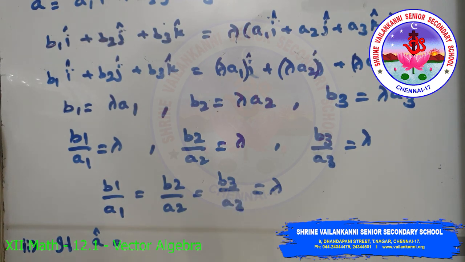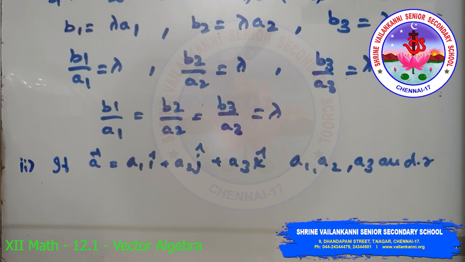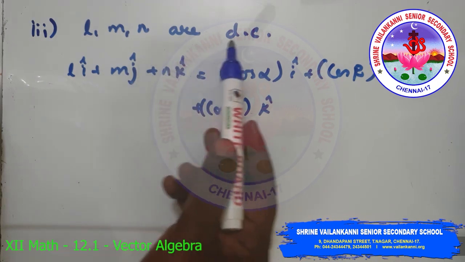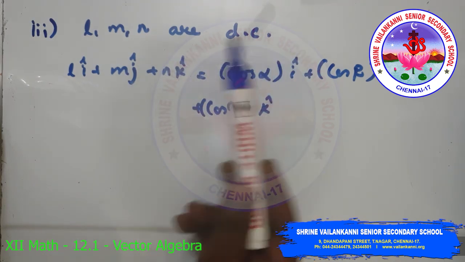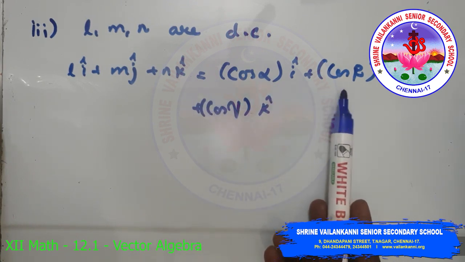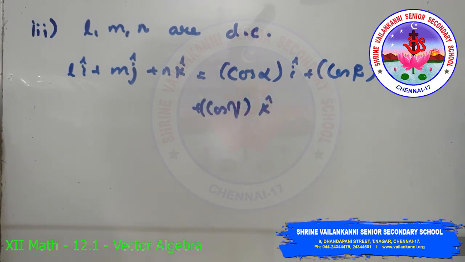Second one, if A equals a1i plus a2j plus a3k, then a1, a2, a3 are called direction ratios of A. Third one, if l, m, n are the direction cosines of a vector, then li plus mj plus nk, which is equal to cos alpha into i plus cos beta into j plus cos gamma into k, is the unit vector in the direction of that vector, where alpha, beta and gamma are the angles which the vector makes with the x, y and z axes respectively.